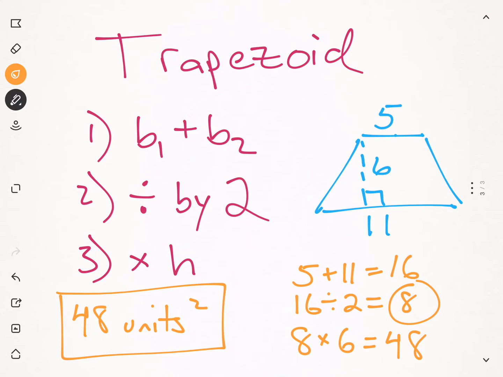Okay, write these 3 steps down. You add the bases, base 1, base 2, divide by 2, and then multiply by the height. Next, working backwards.